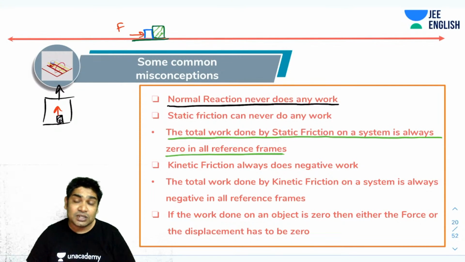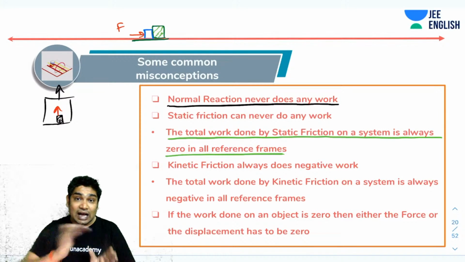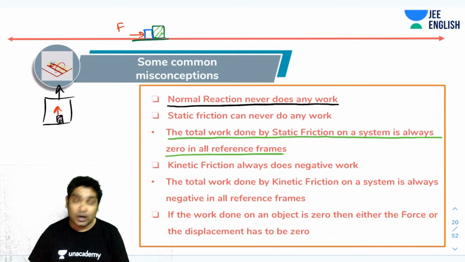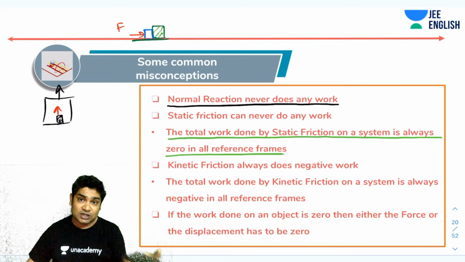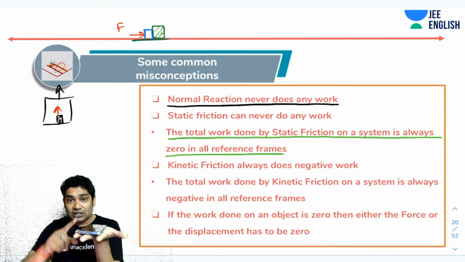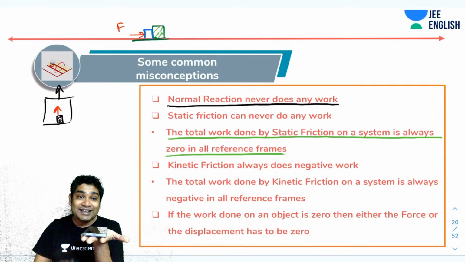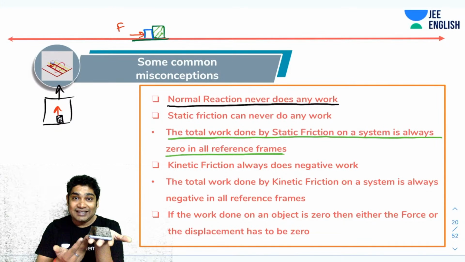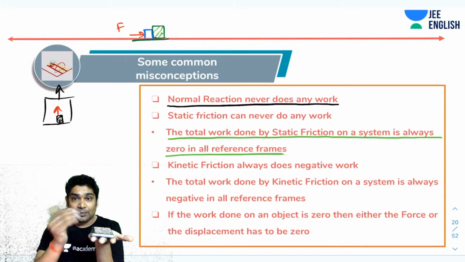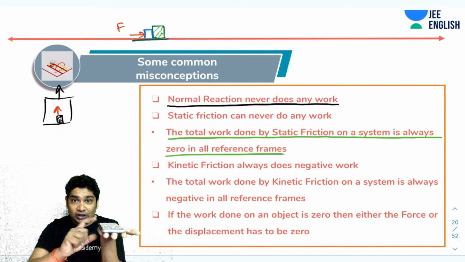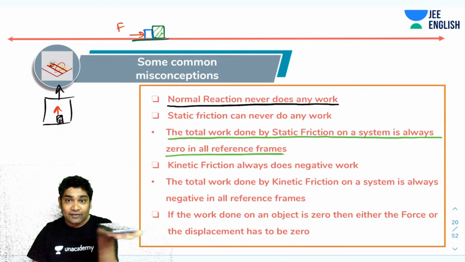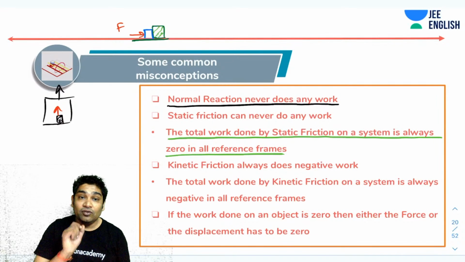So what do I mean? The system of two bodies which are applying this static friction on each other. In this particular case, I will have to take my system as this phone plus my hand, because these are the two bodies exchanging the force of friction, right? My hand is applying friction on the phone, and the phone is applying friction on the hand. So for the system of these two bodies, the net work done by the static friction will always be zero.